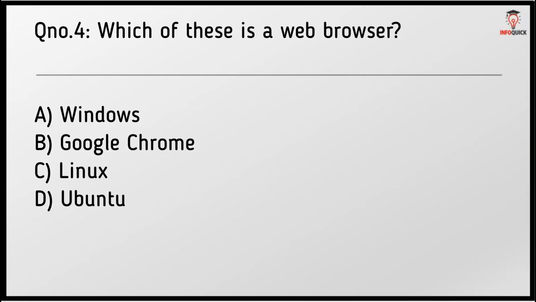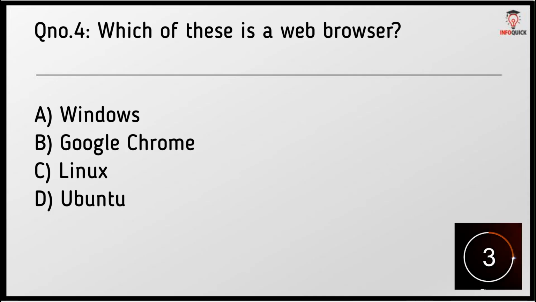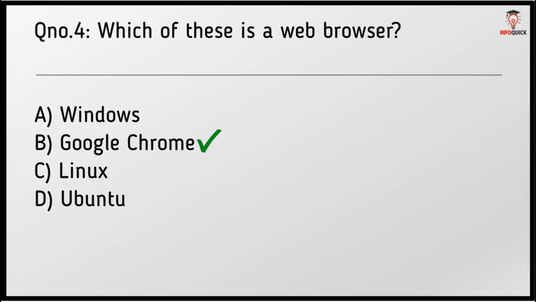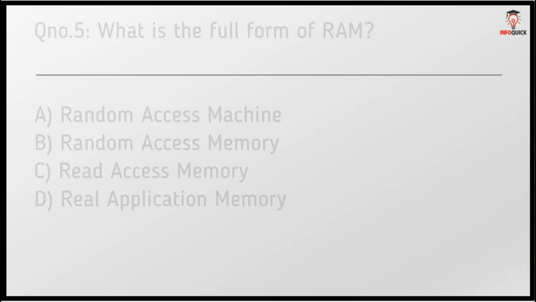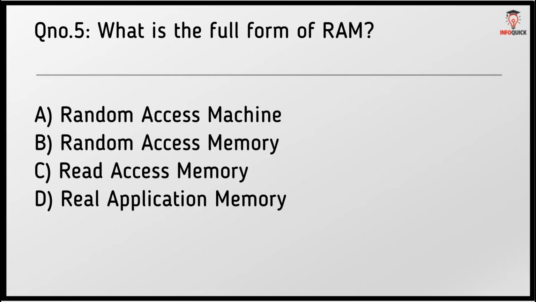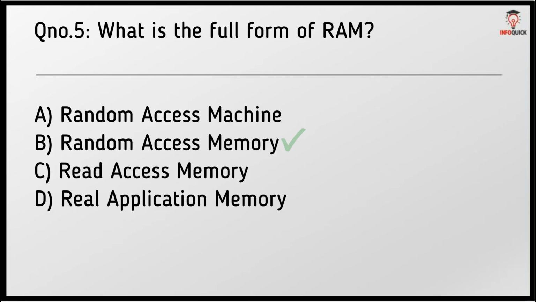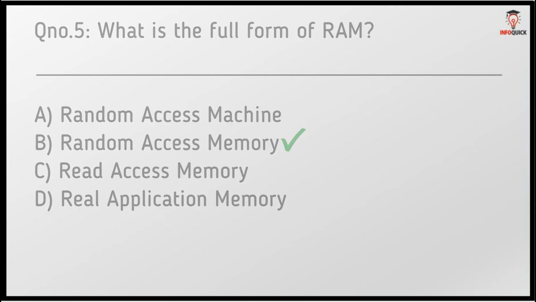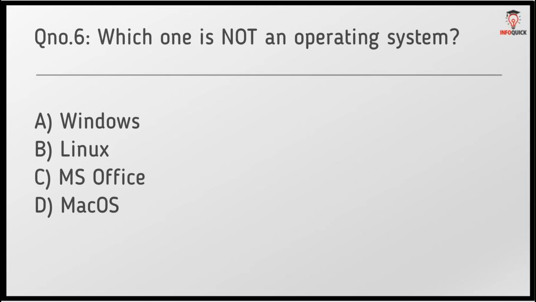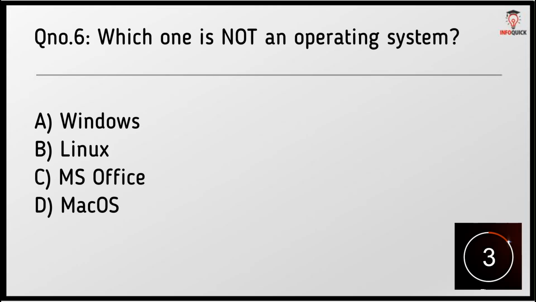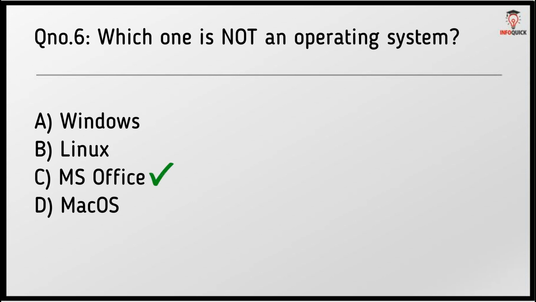Which of these is a web browser? Google Chrome. What is the full form of RAM? Random access memory. Which one is not an operating system? MS Office.